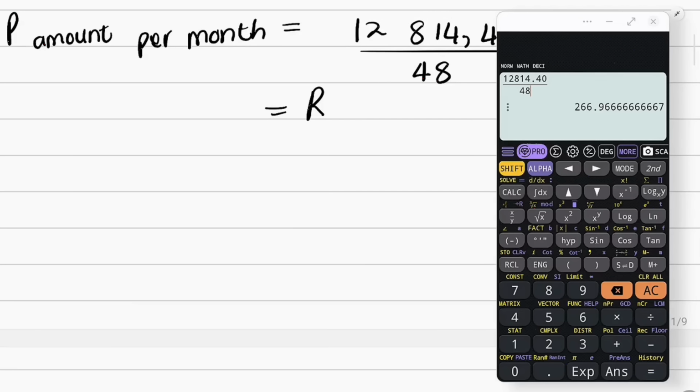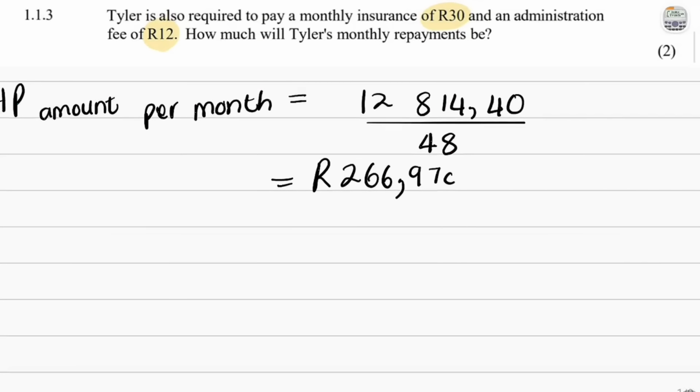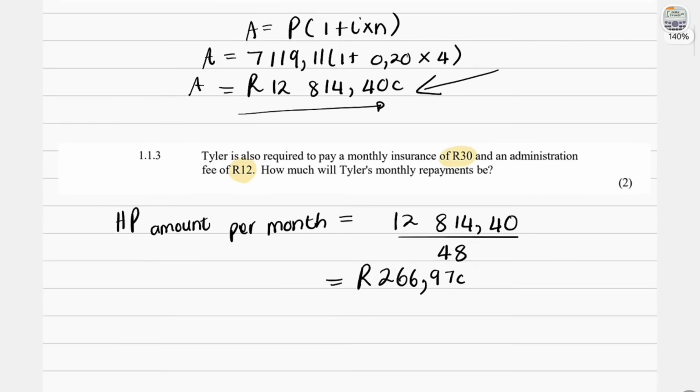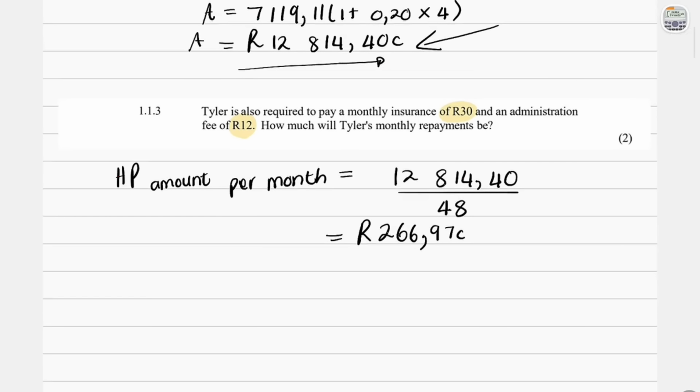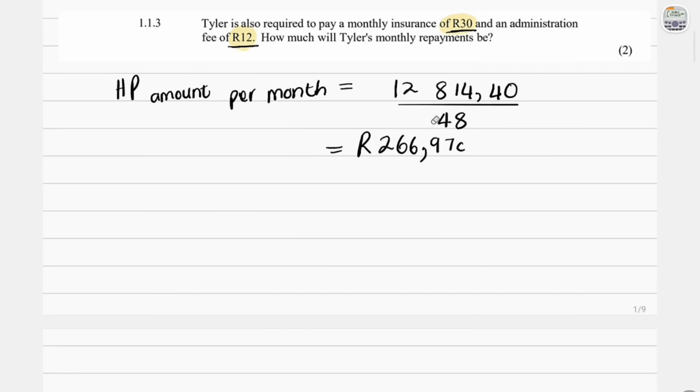Okay, so that amount is 266 Rand, and that is just going to be 97 cents when it rounds up. Okay, so that's how much he pays every month, and that is just the hire purchase agreement amount. But then every month he's going to pay 30 Rand for insurance and 12 Rand as an administration fee. So that is now added to this monthly payment he's going to make.